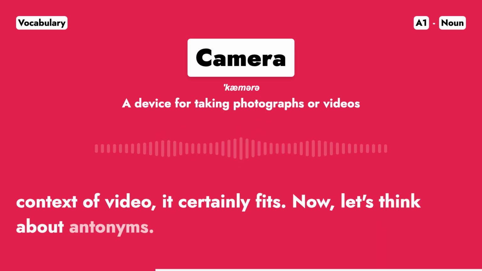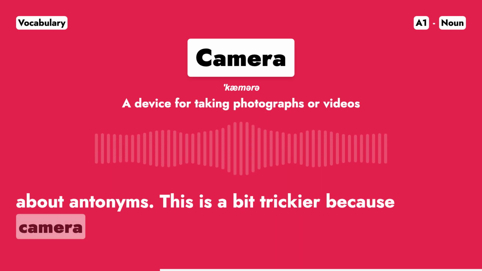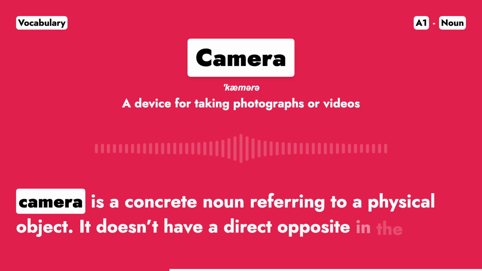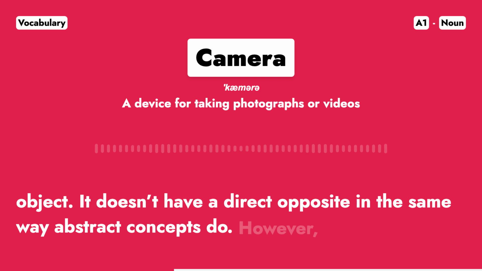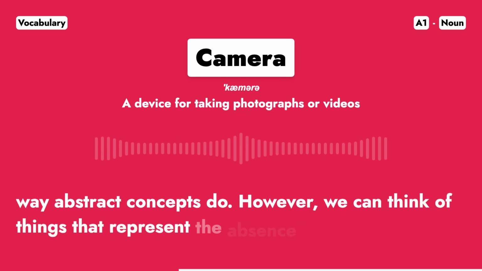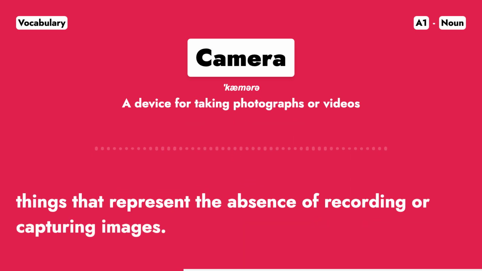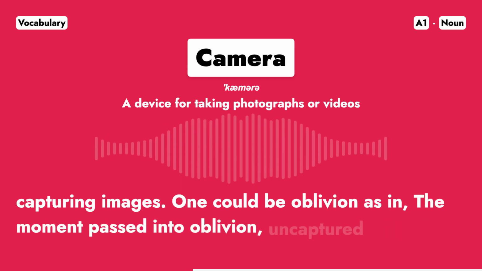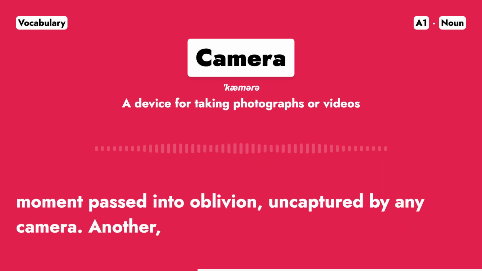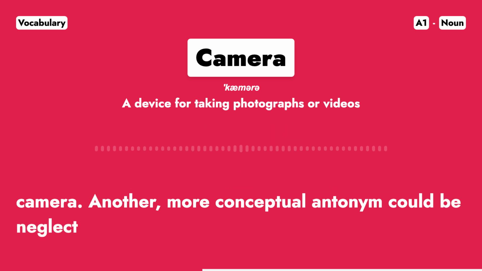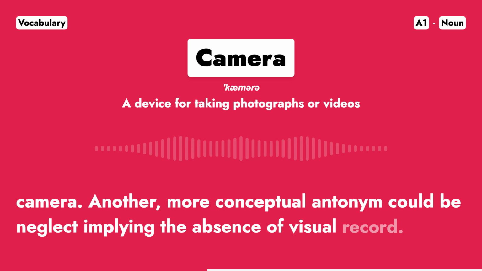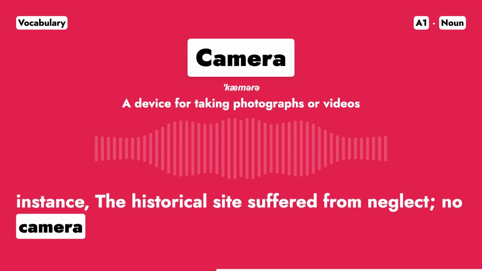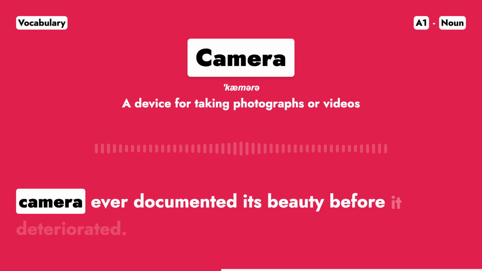Now, let's think about antonyms. This is a bit trickier because camera is a concrete noun referring to a physical object. It doesn't have a direct opposite in the same way abstract concepts do. However, we can think of things that represent the absence of recording or capturing images. One could be oblivion, as in the moment passed into oblivion, uncaptured by any camera. Another, more conceptual antonym could be neglect, implying the absence of visual record. For instance, the historical site suffered from neglect. No camera ever documented its beauty before it deteriorated.